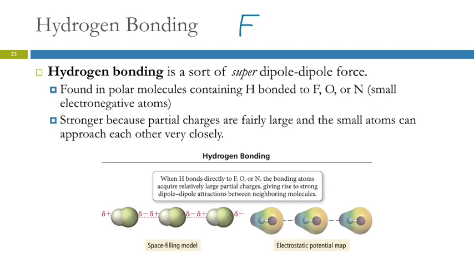So we've got fluorine, oxygen, or nitrogen that are bonded directly to a hydrogen. That's what we have to have in order for hydrogen bonding.